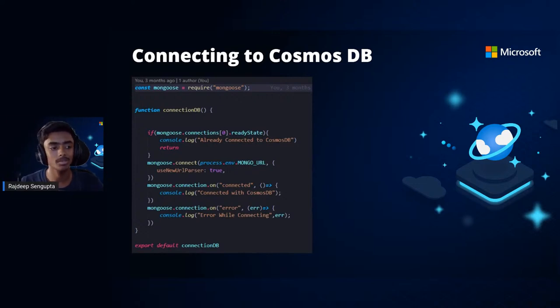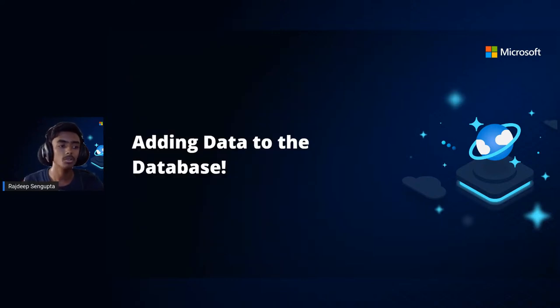I put the Mongo URL in the env file because this is something you don't want to expose publicly. From then on, it's going to connect to the database. After that, we're saying that if the Mongoose connection is connected, we console log that it's connected to the database. And if any error occurs, we log an error while connecting, and the error itself. In the next part, we'll be adding some data to the database.